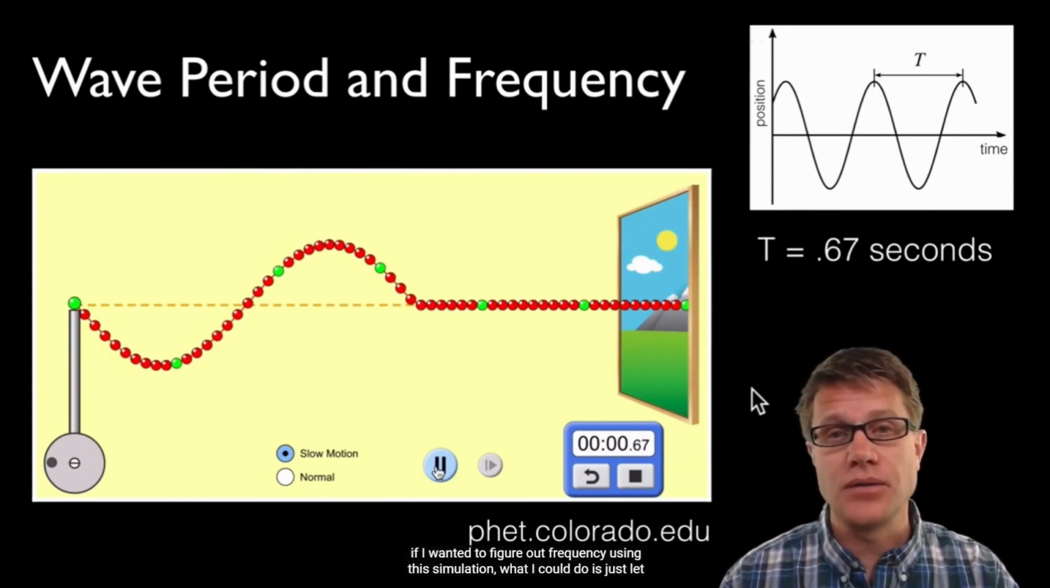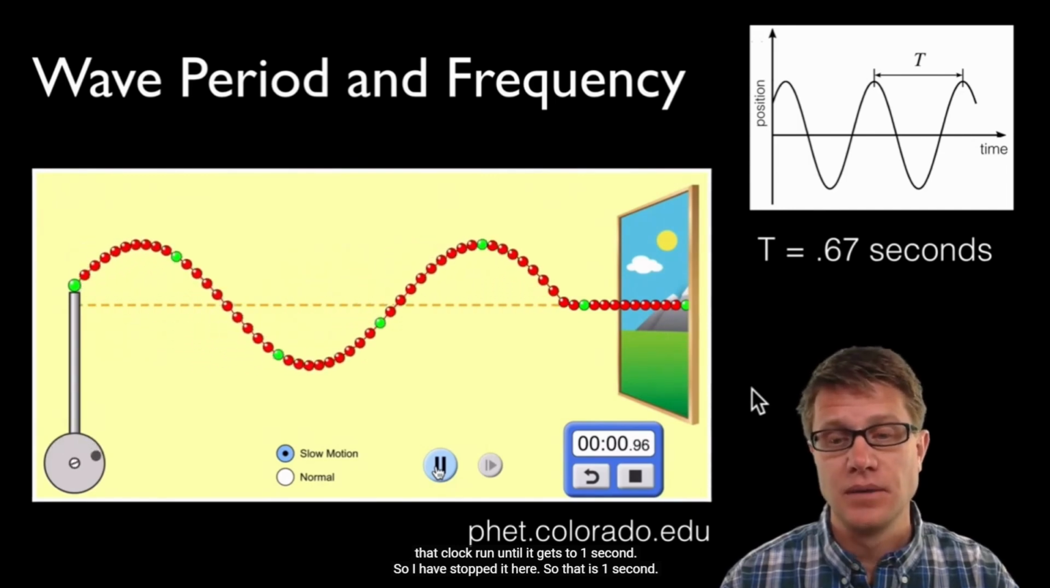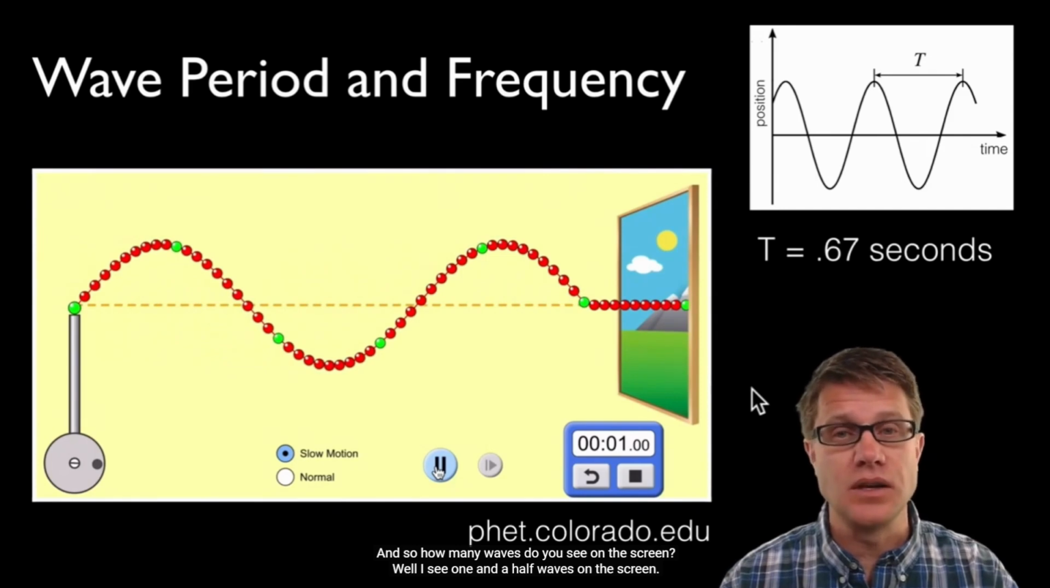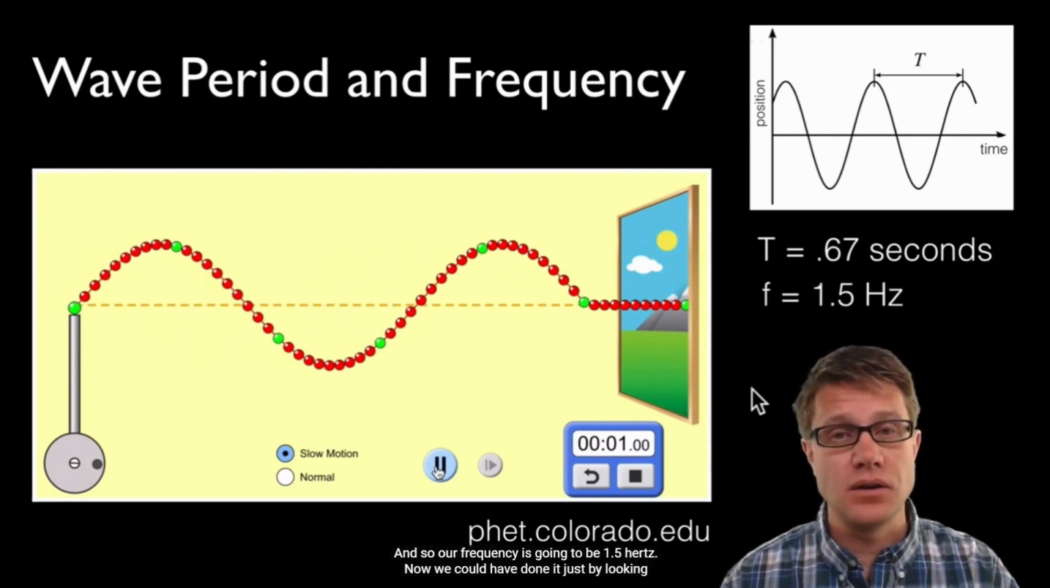Now, if I want to figure out frequency using this simulation, what I could do is just let that clock run until it gets to 1 second. So I've stopped it here. So that's 1 second. And so how many waves do you see on the screen? Well, I see 1.5 waves. And so our frequency is going to be 1.5 hertz.